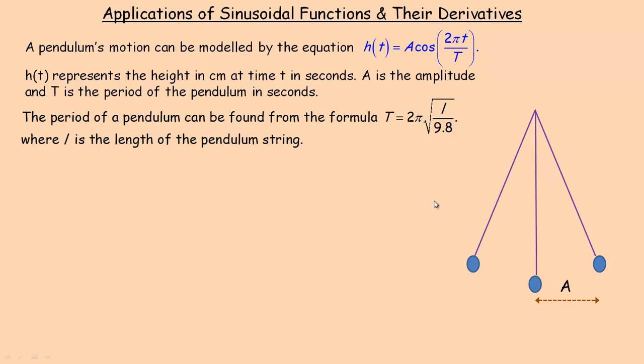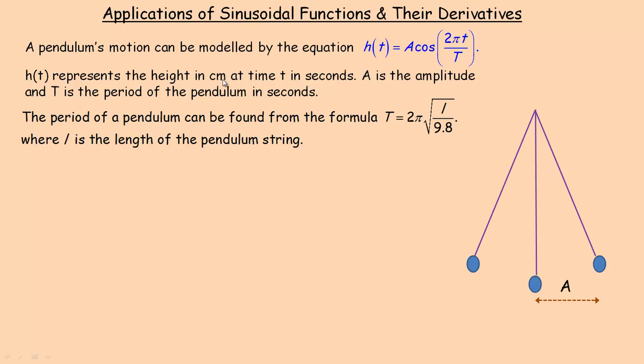In this tutorial, we're going to take a look at some applications of sinusoidal functions and their derivatives. And we're going to start with a pendulum. A pendulum's motion can be modeled by the equation h(t) = A cos(2π t/T). Here, t represents the time, and so h(t) would represent the height at that time.